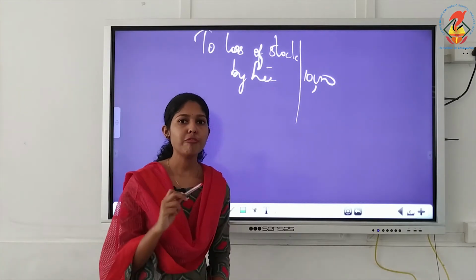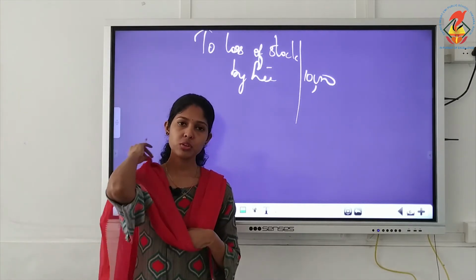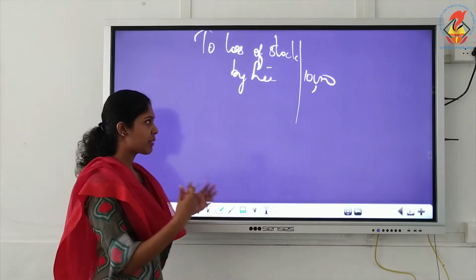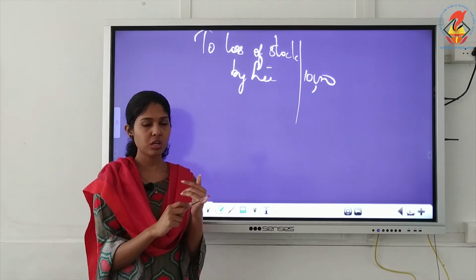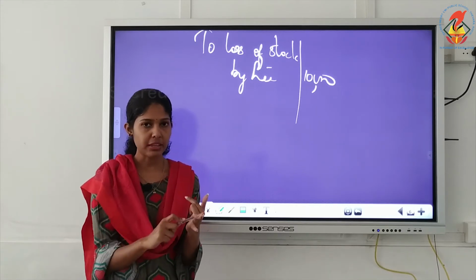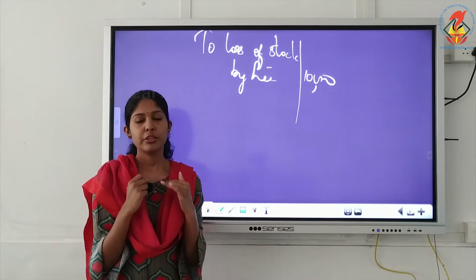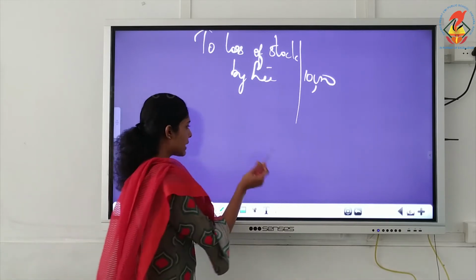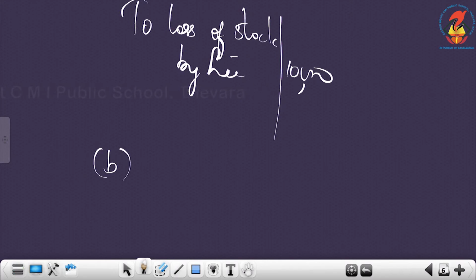When goods are fully insured. Okay, so we can write the same example. We have a loss of stock for rupees 10,000. Now the insurance company agreed that they will pay us the full amount of claim, the entire 10,000 we will be getting. So we will see the double effect of case B.